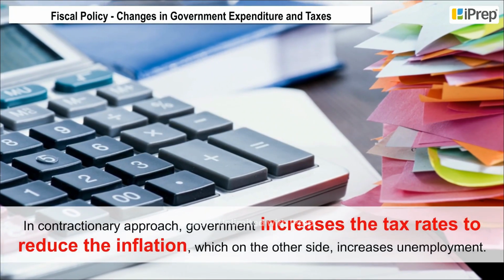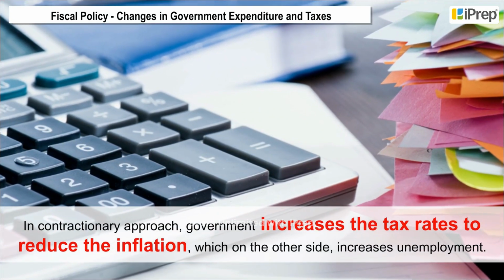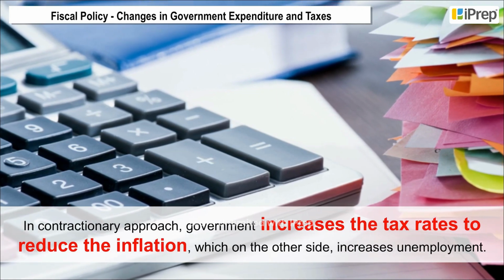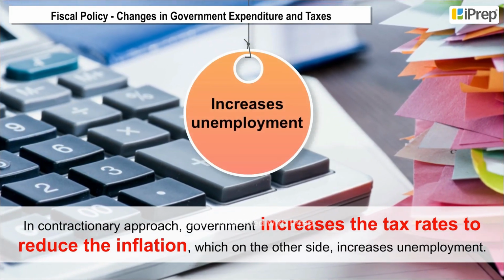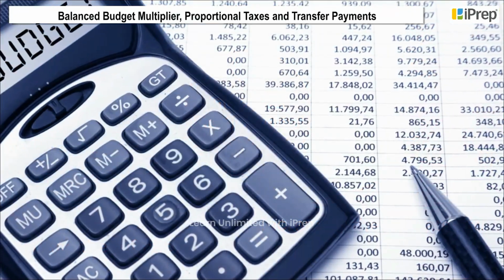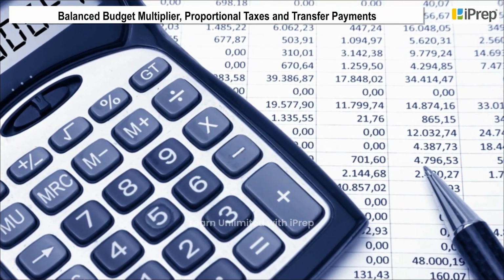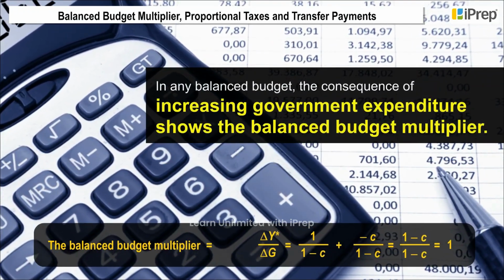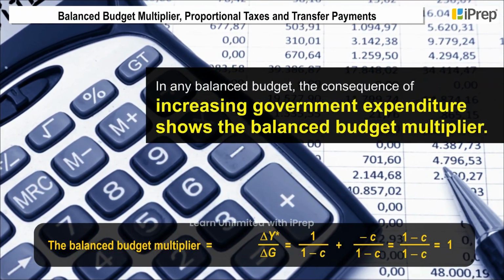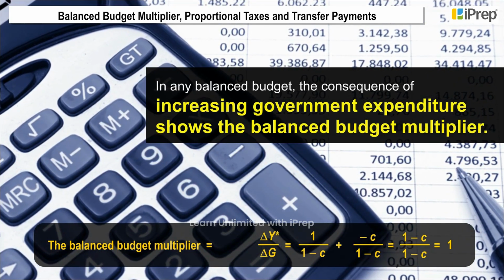In the contractionary approach, the government increases the tax rates to reduce inflation, which on the other side increases unemployment. Balanced budget multiplier, proportional taxes, and transfer payments. In any balanced budget, the consequence of increasing government expenditure shows the balanced budget multiplier.